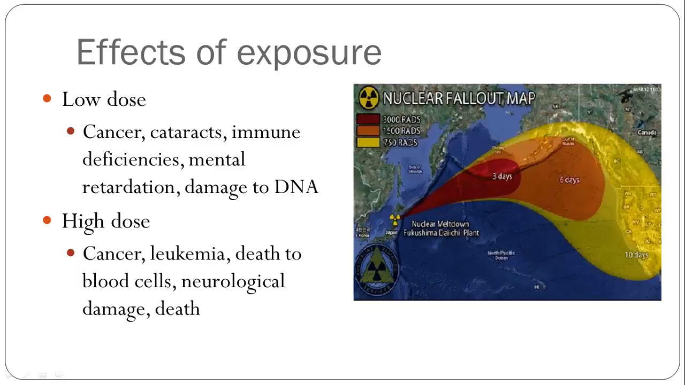In high dose, so if you were, let's say, near an atom bomb explosion or during the nuclear accident in Fukushima, the Daiichi power plant, you can have very acute damage to your tissues, and it can cause leukemia, death to blood cells, neurological damage, and death. And these may not be present right away. They can manifest themselves later in life as cancer and other things.